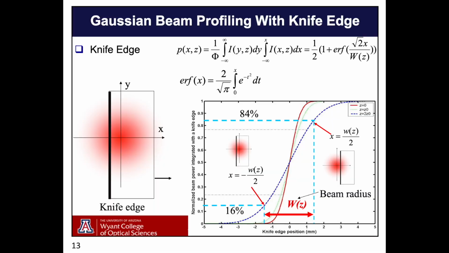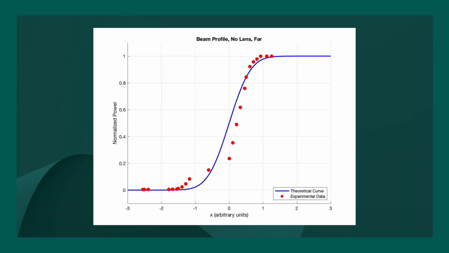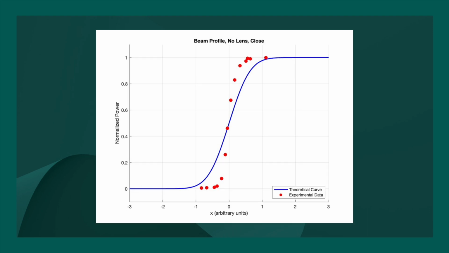After normalizing our data, we compared it with a theoretical beam profiling curve given by the function on this slide. Slight deviations in our curves is likely due to not taking enough measurements near the beam waist.